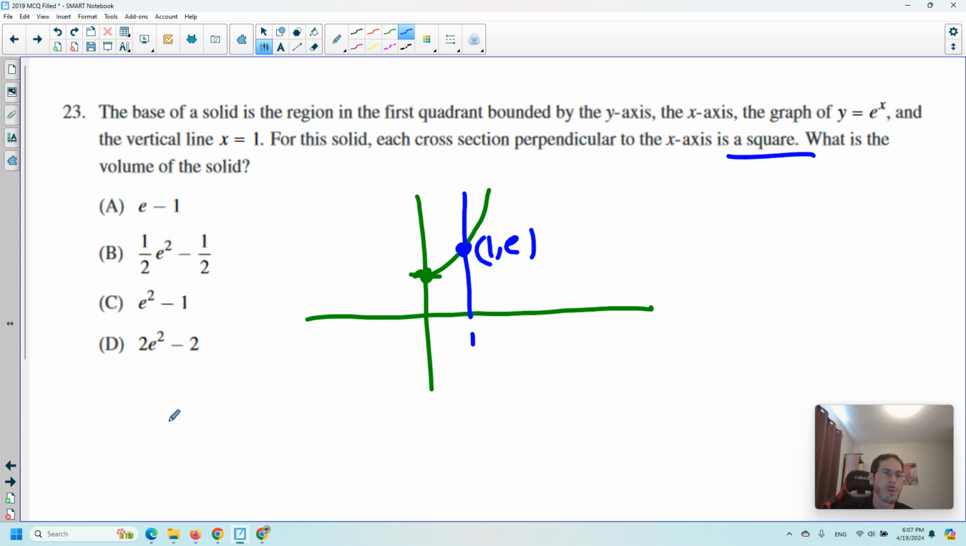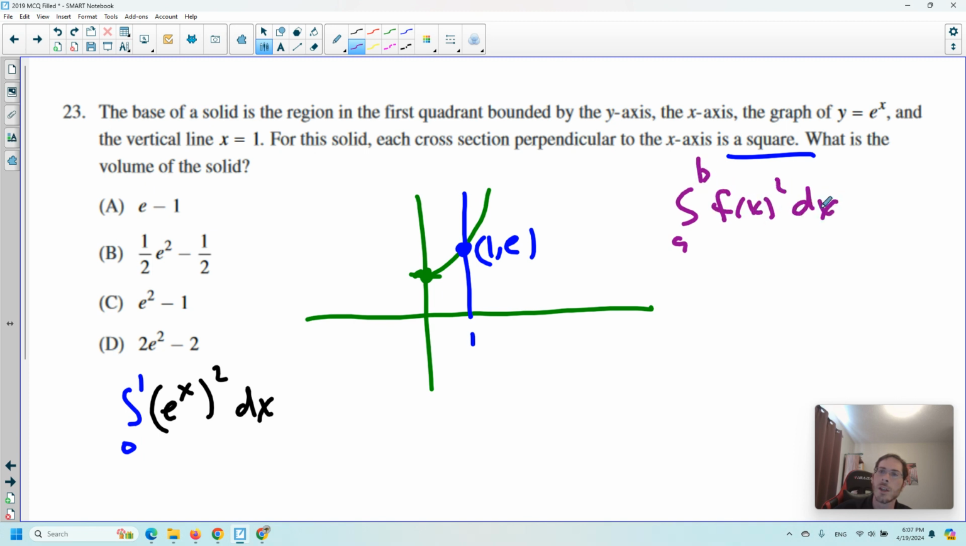All right, so since we have a square, we're doing the integral from 0 to 1. So I guess we didn't need that e in our equation. Our equation is e to the x, and we have to square it for our formula, dx. Let me write the formula over here. The integral from a to b of f of x squared dx, if we're doing perpendicular to the x-axis, is a square. We're going up and down with our intervals, so we know we want to use the x's.